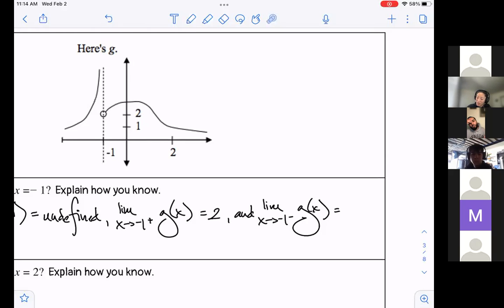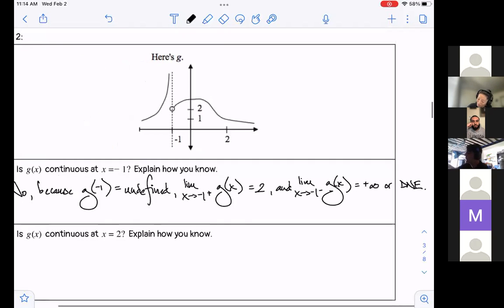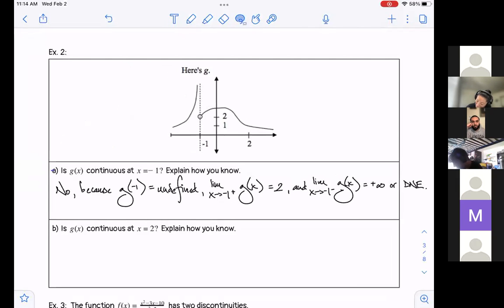All right, well, let's trace from the left-hand side, and this function goes up like this. Now, it turns out both answers are technically correct. It depends what kind of mathematician you ask. So you can say that this limit is either positive infinity or does not exist. I'll tell you why you can say that in just a second.